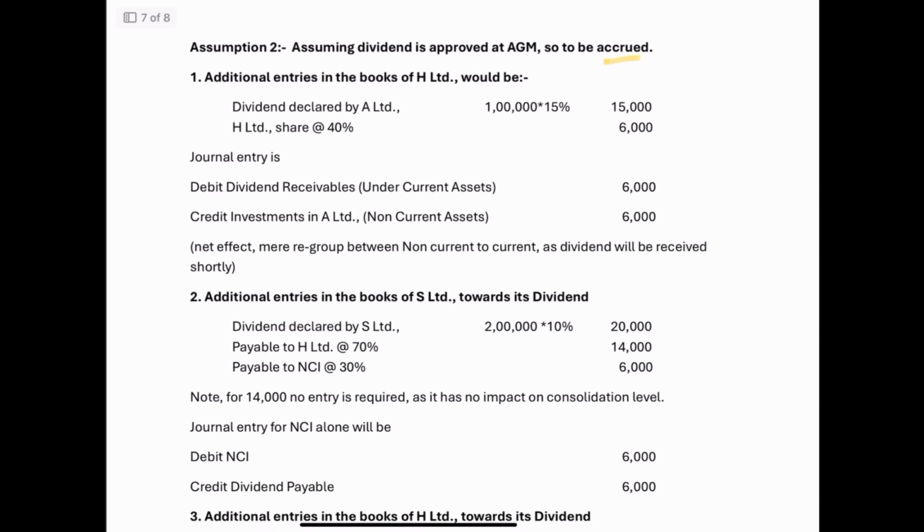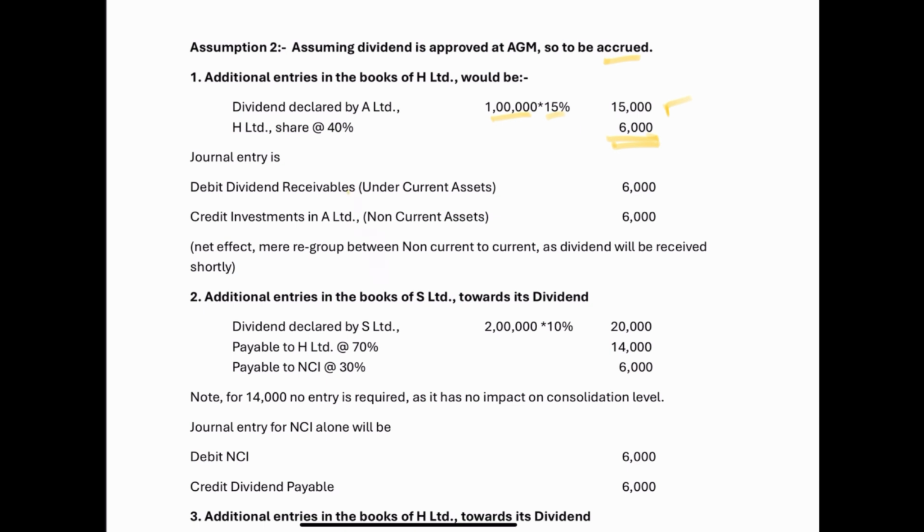Okay, so first one is we'll take the dividend declared by A Limited. So A Limited total share capital is 1 lakh and they are declaring 15%. So 15,000 is the dividend declared by A Limited. And share of A Limited dividend to H Limited at 40% comes to 6,000 rupees. So we'll have to make an entry for the 6,000 rupees.